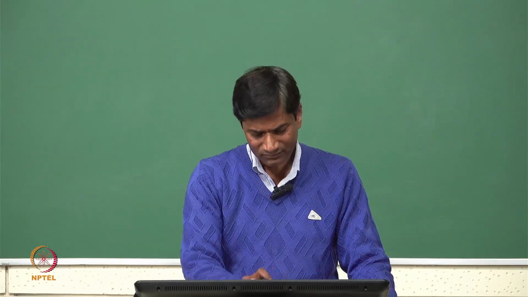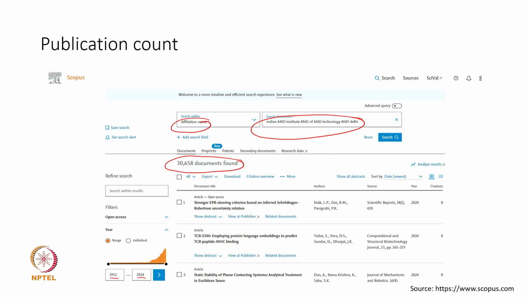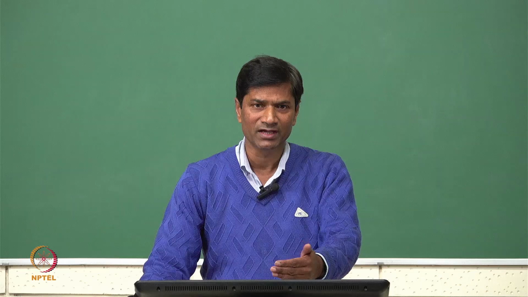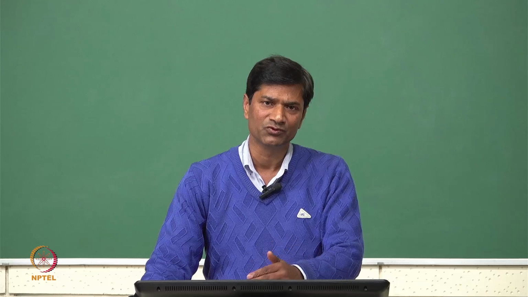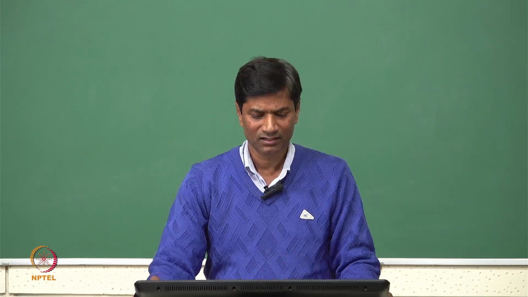This number can vary because all the publications of IIT Delhi might not be indexed in Scopus. But you see, using this database, we find out what the output of the Indian Institute of Technology is within a range of time. This we can measure. That means we are measuring the output of an institution quantitatively.